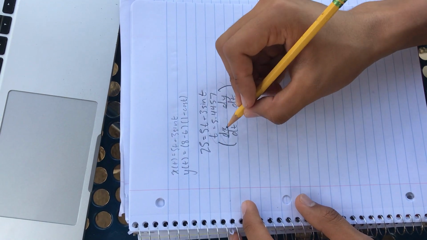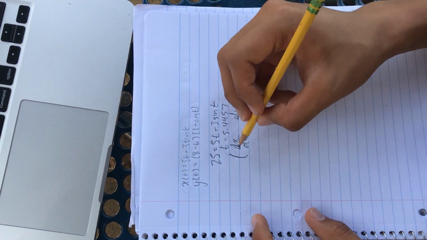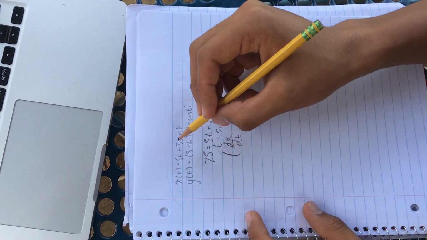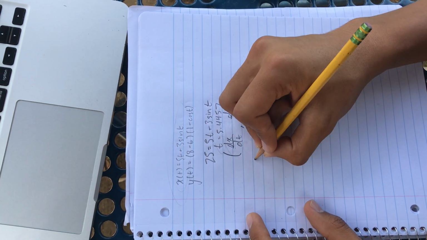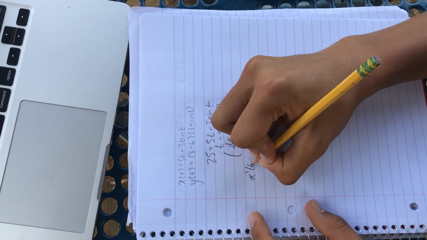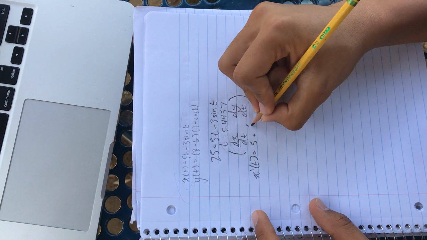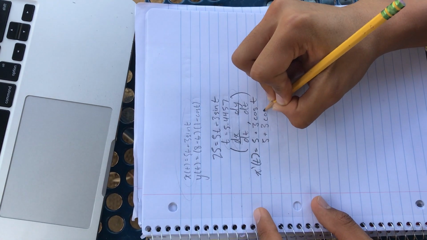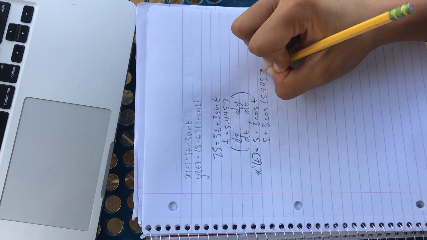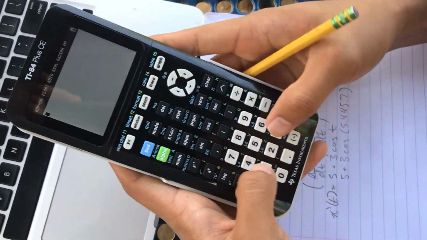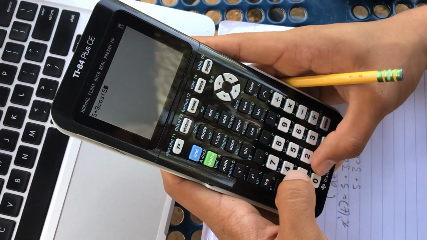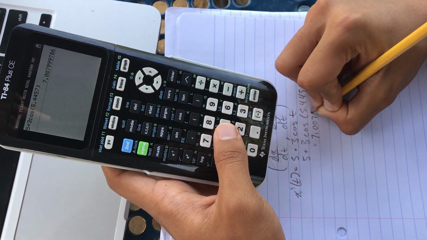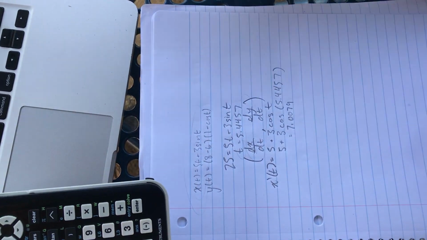So to find the derivative of x of t, or dx over dt, let's first find the derivative of the equation right there. The derivative of 5t plus 3 sine of t is 5 plus 3 cosine of t. And when we plug in 5.4457 on our calculator, so 5 plus 3 cosine of 5.4457, we can find that the answer is 7.0079.